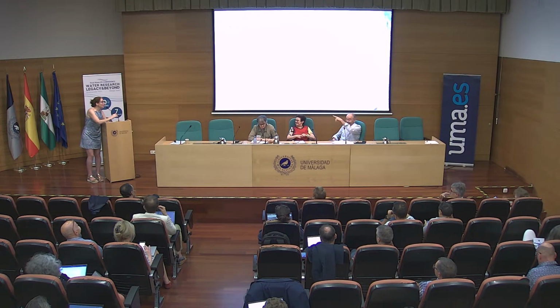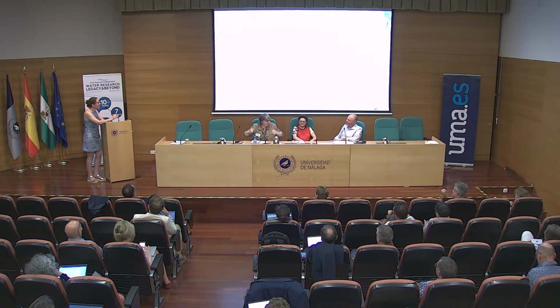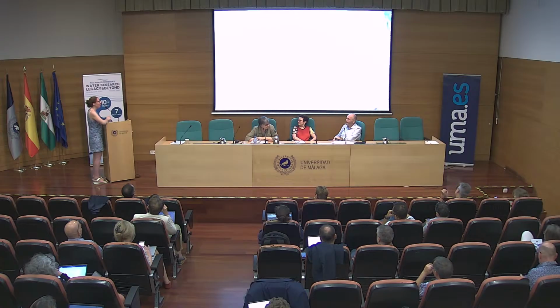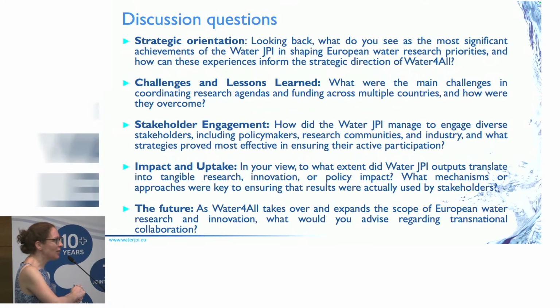So, if you don't mind, and given the time constraints, we are going to skip for a moment the third question, because I think the fourth one is probably more interesting. In your view, to what extent did the Water JPI outputs translate into tangible research, innovation, or policy impact? And what mechanisms or approaches were key to ensuring that results were actually used by stakeholders?